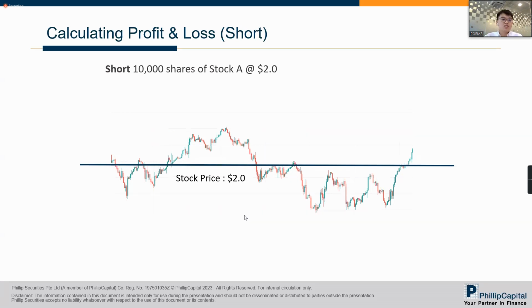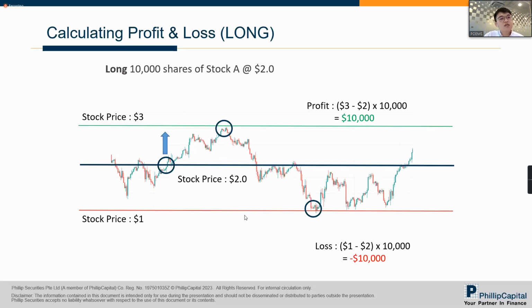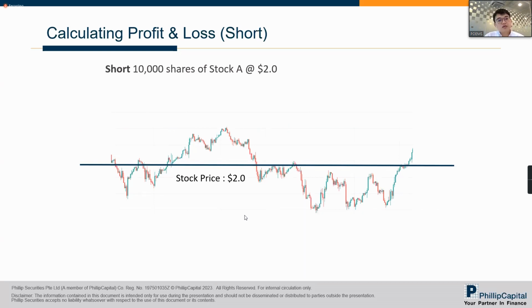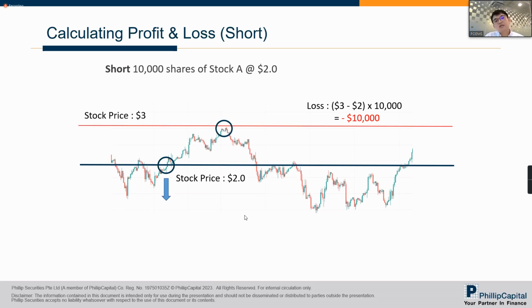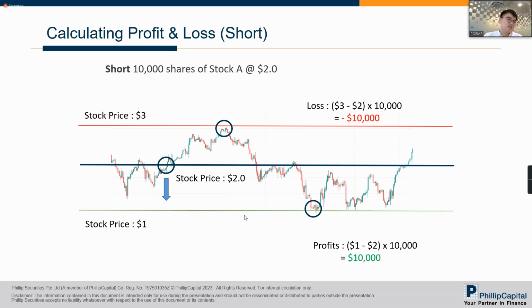That one was a long position. For a short position, if you short 10,000 shares of stock A at $2, which is the price right now, and the price goes to $3, which is the inverse of your prediction, you lose $10,000. After that, if it goes down to $1, which is what you predicted, then your profit will be $10,000 as well.